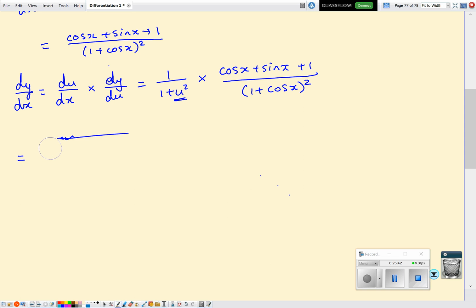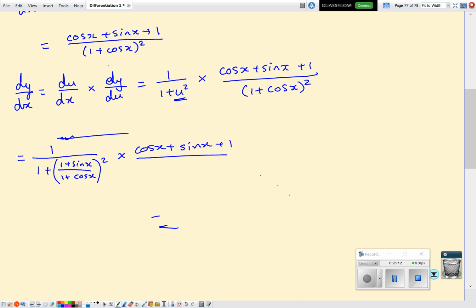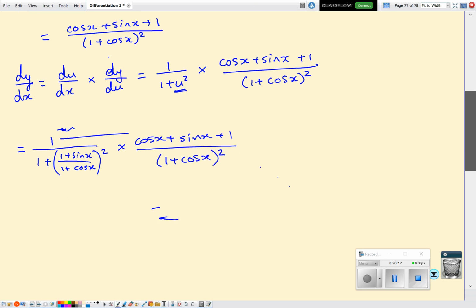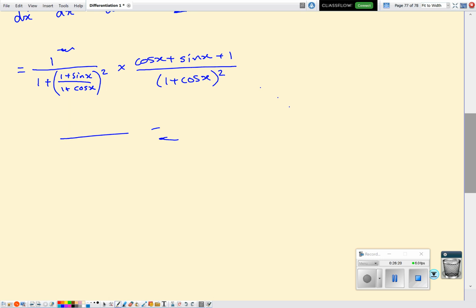So we're going to get 1 over 1 plus, what will it be? 1 plus sin x, yeah, 1 plus sin of x over 1 plus cos of x all squared times cos x plus sin x plus 1 all over 1 plus cos of x squared. Right. Now, how do we tidy this up?